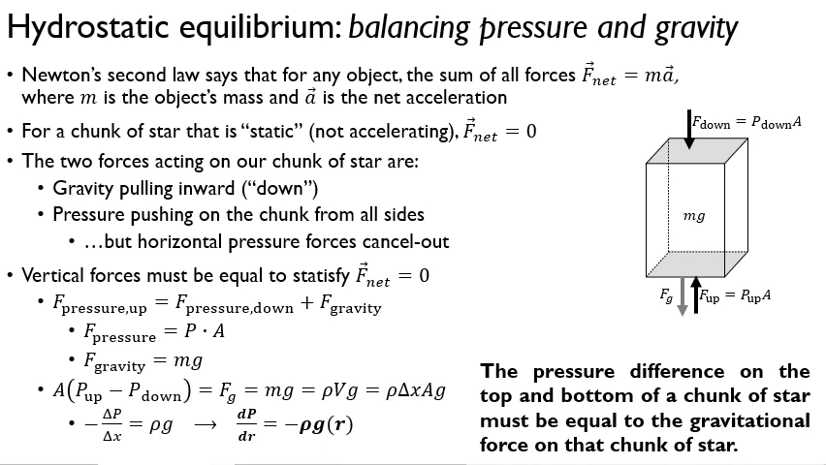The upshot of this is that what hydrostatic equilibrium says is that the pressure difference on the top and the bottom of a chunk of star needs to be equal to the gravitational force on that chunk of the star. That needs to be satisfied for you to have hydrostatic equilibrium, for you to have a stable star. If this condition, that the pressure difference needs to be equal to the gravity, is not satisfied, then you don't have a stable object. So your star is either collapsing or exploding.